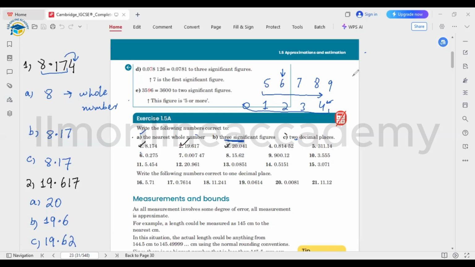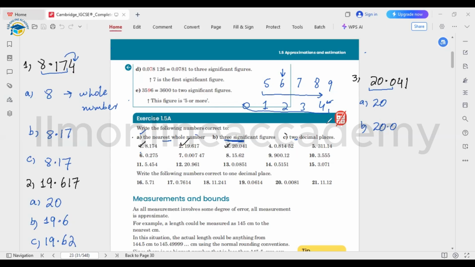Okay, let's move towards the third part, as they gave us 20.041. So the first part is that we need to round off the number to the nearest whole number. So again, this number is 20, and after this there is 0.0. So no need to add one to the previous number, you will simply write 20. That's it, okay? Part B is that we need to round it off to three significant figures. So the three significant figures will be 20.0, because the zeros are in between, so you can count them. So it's 20.0. These will be three significant figures.